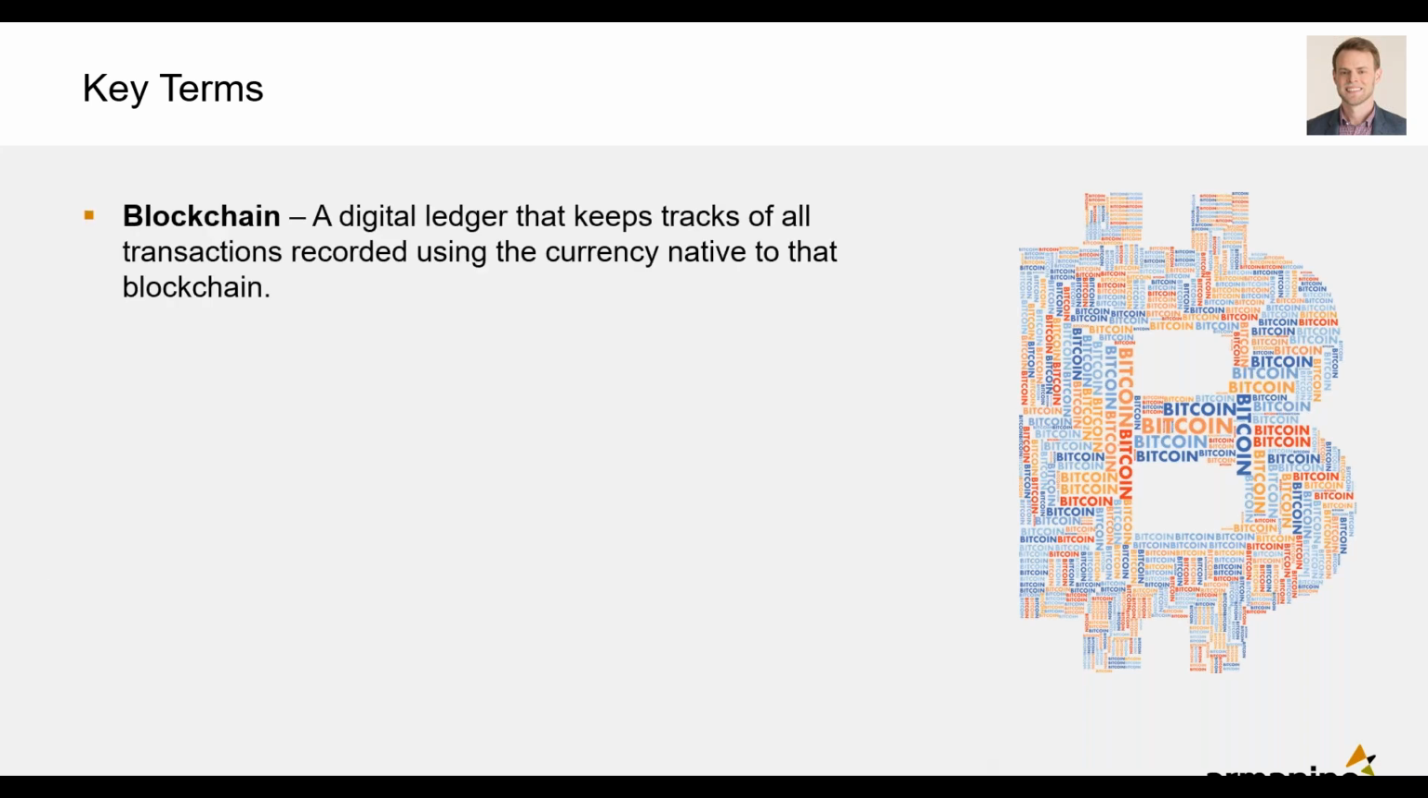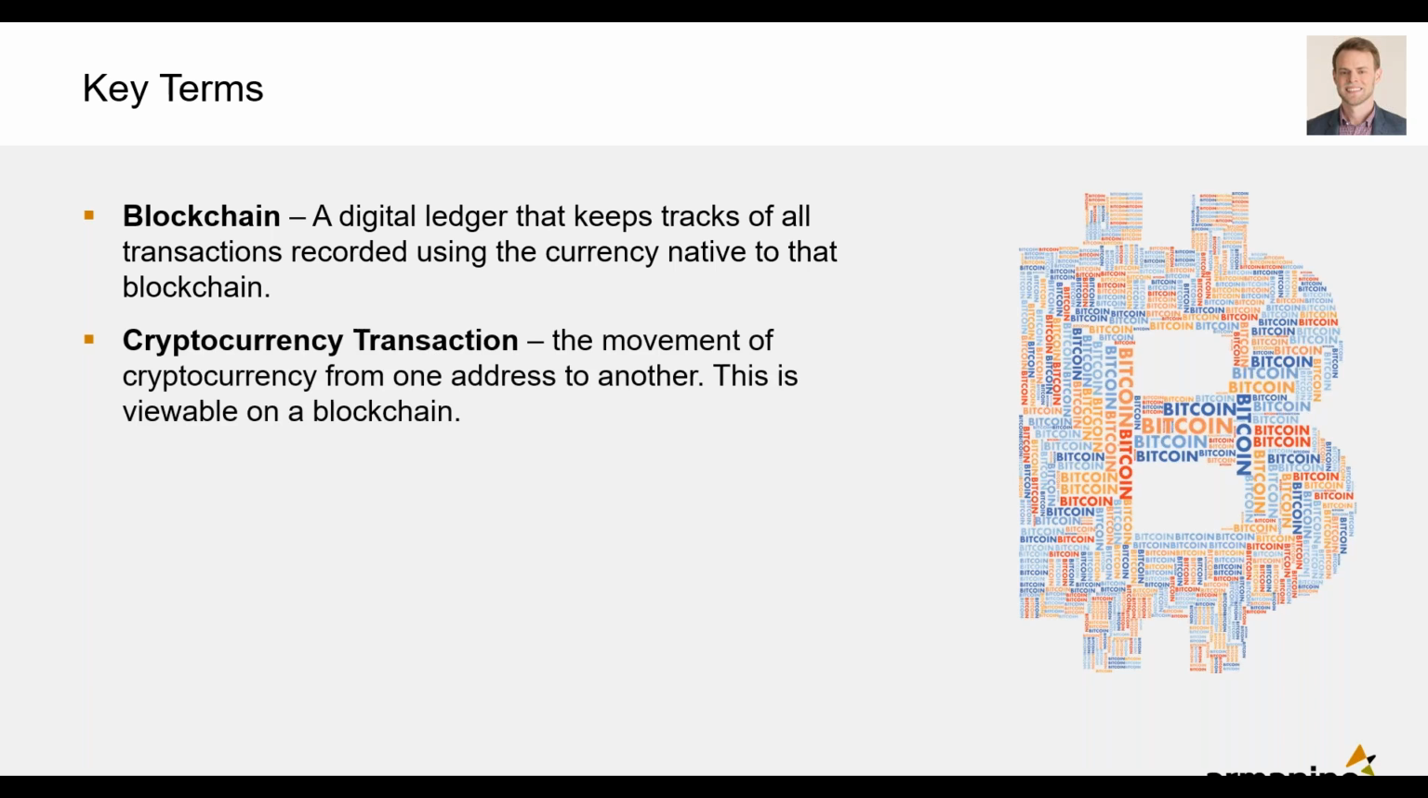Okay. So just a few definitions to make sure that we're talking about the same things here. The way we like to think of blockchain is it's a digital ledger that keeps track of all of the transactions that are recorded using the currency that's native to that blockchain. So if I send 1 Bitcoin to Eric here, then that transaction is going to be recorded on the Bitcoin blockchain.